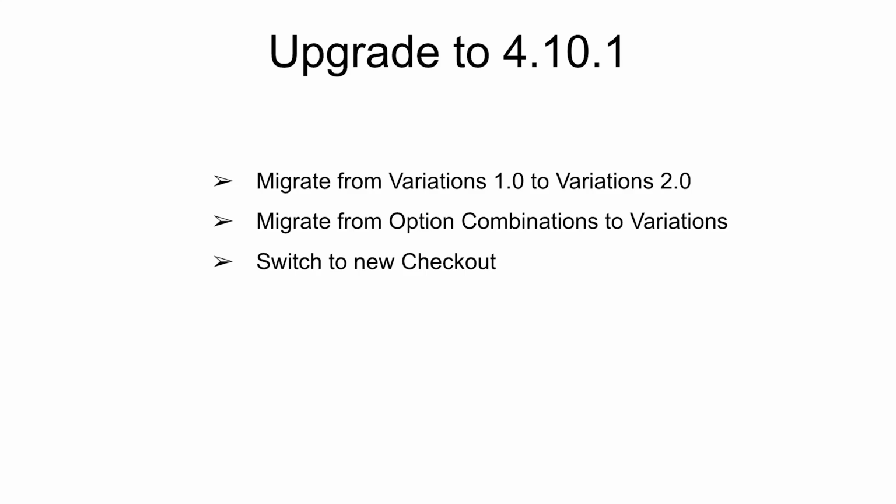Okay, the next, migrate from option combinations to variations. In case you used option combinations, you should go to a specific page, you will see a notice, and click the convert button. So all your option combinations will be converted to variations. It's very important because option combinations will be completely removed in one of the next minor releases. So most probably it's 4.11 or probably 5.0 in case.